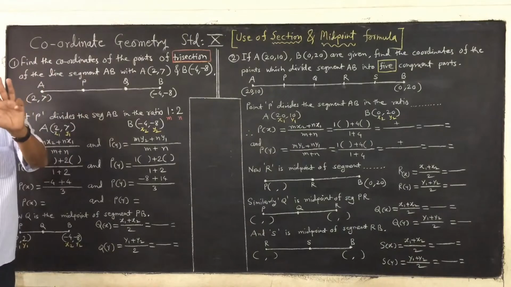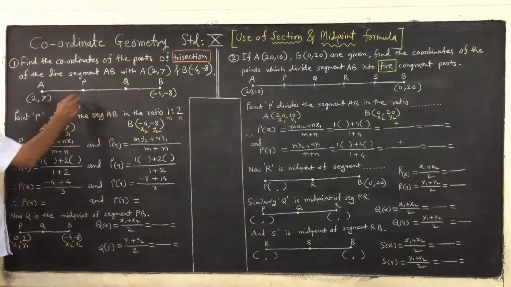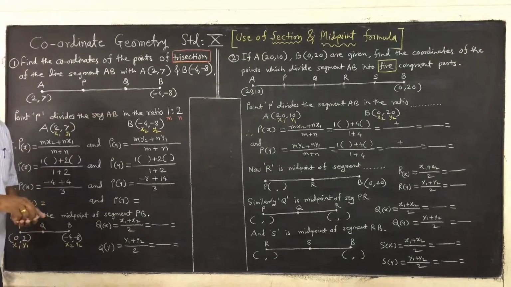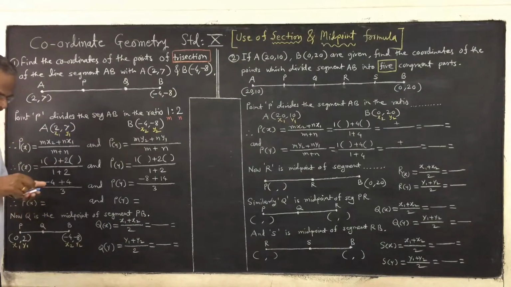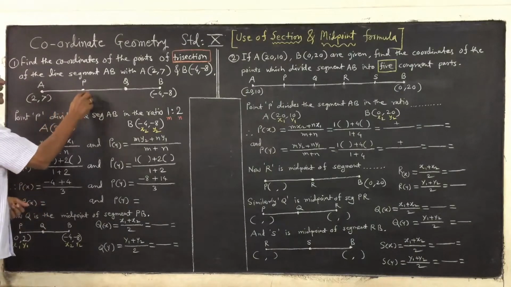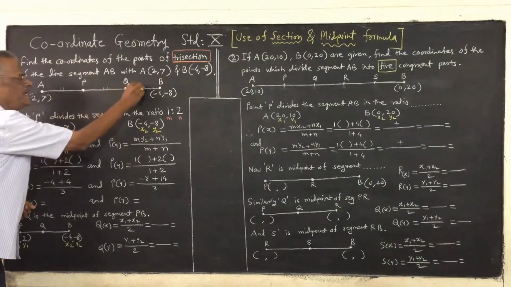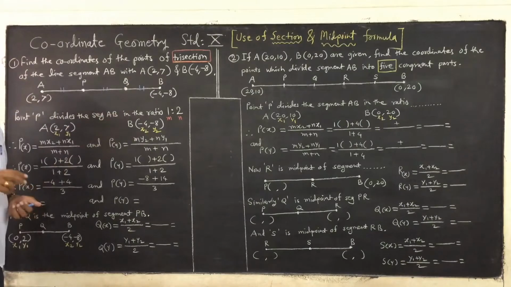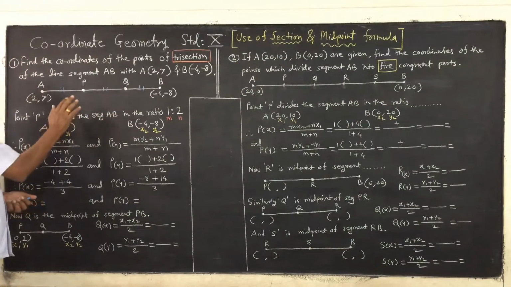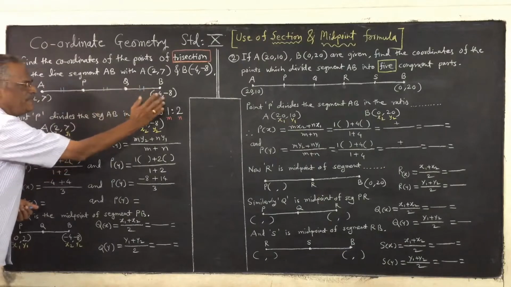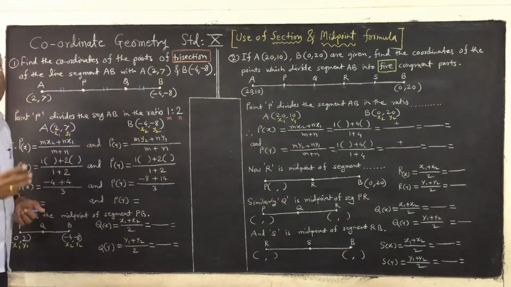रेषाखंडाचे 3 समान भाग करणाऱ्या पॉइंट्स चे कोऑर्डिनेट्स आपल्याला फाइंड आउट करायचे. We are going to calculate the coordinates of P and Q which are dividing the segment into 3 equal parts. So let P and Q are dividing the segment AB in 3 equal parts.